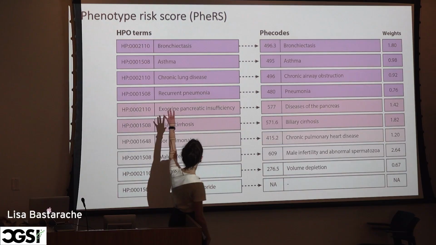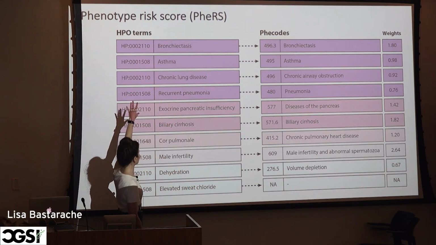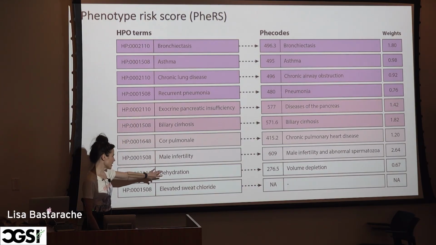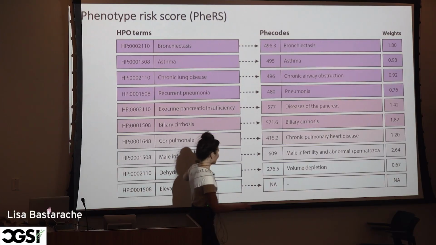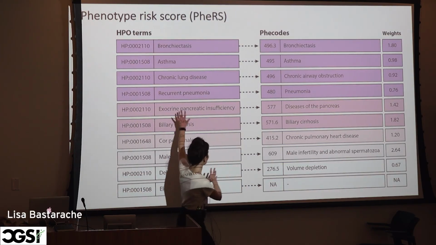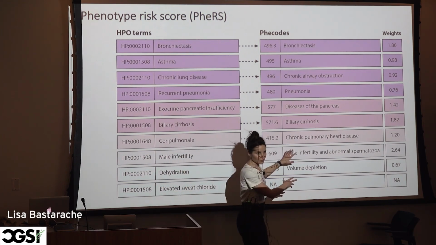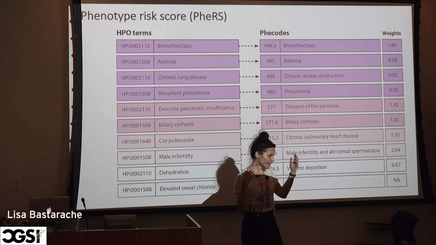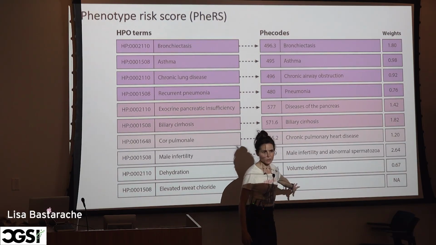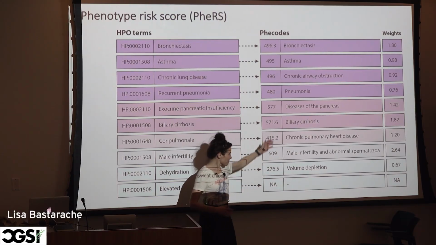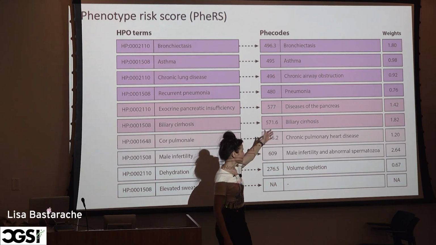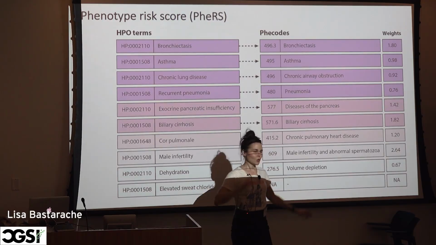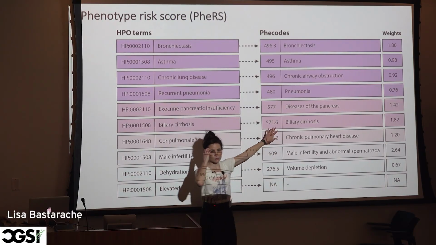You can see here that it really is characterized by a bunch of different lung dysfunction, bronchiectasis, asthma, et cetera, as well as pancreatic insufficiency, male infertility, dehydration, et cetera. What we did was create a mapping of HPO terms to Phecodes. What that meant is that we could represent any genetic syndrome in the language of Phecodes. What that allows us to do is look for these patterns in biobanks. So we could take the phenotypic patterns of cystic fibrosis and look in UK Biobank and ask, who most closely resembles this phenotypic picture?